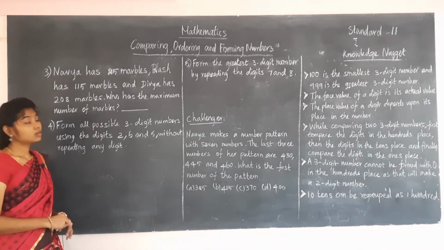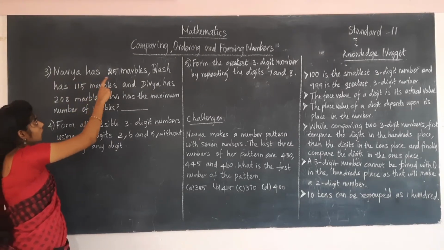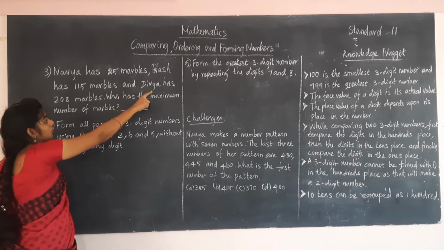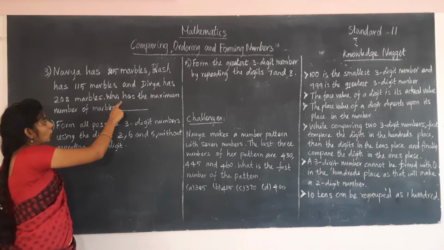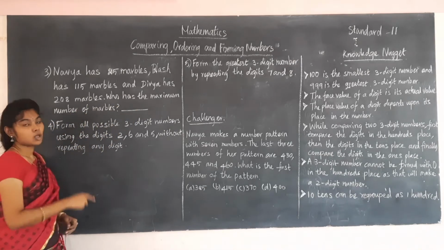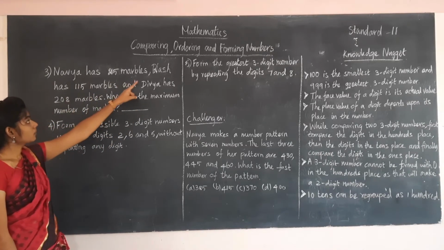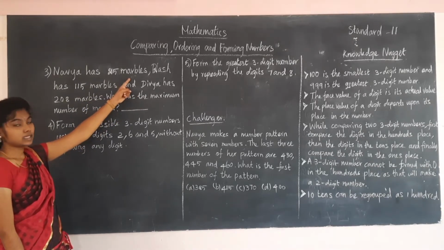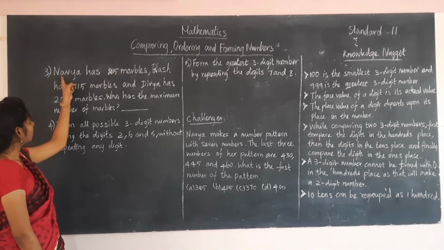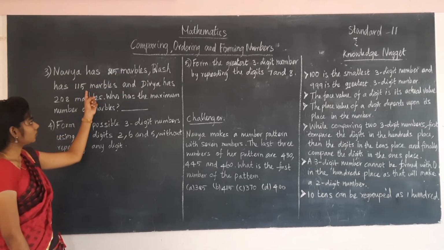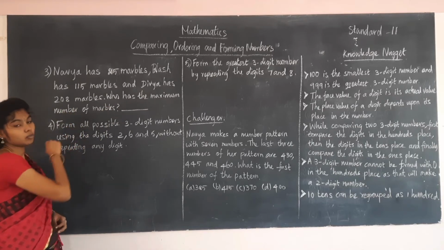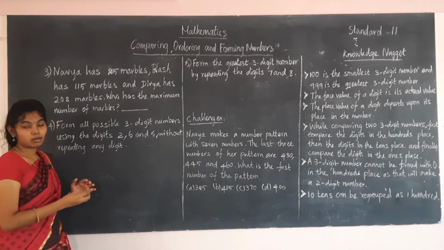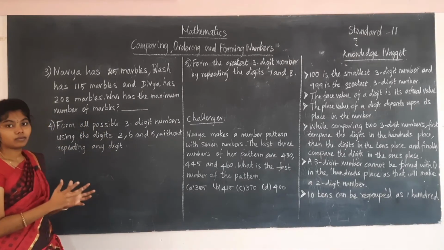Now we can see the third problem. Navya has 215 marbles, Plash has 115 marbles and Divya has 208 marbles. Who has the maximum number of marbles? So what is given here? Navya, Plash and Divya have marbles in their hands: Navya has 215, Plash has 115 and Divya has 208 marbles. What they have asked is who has the maximum number of marbles. Maximum means the greatest number. So we are going to find who has it.